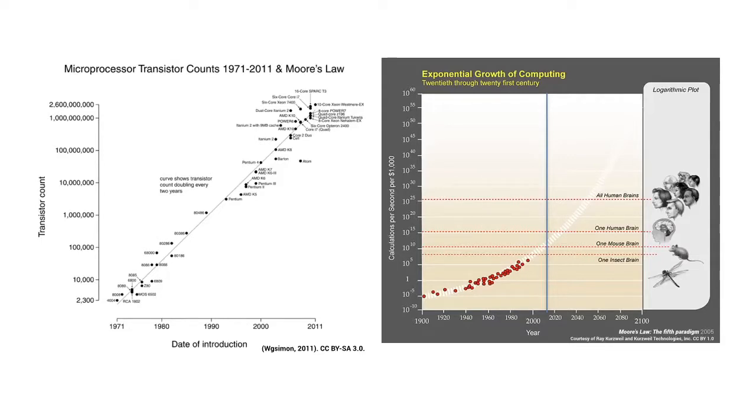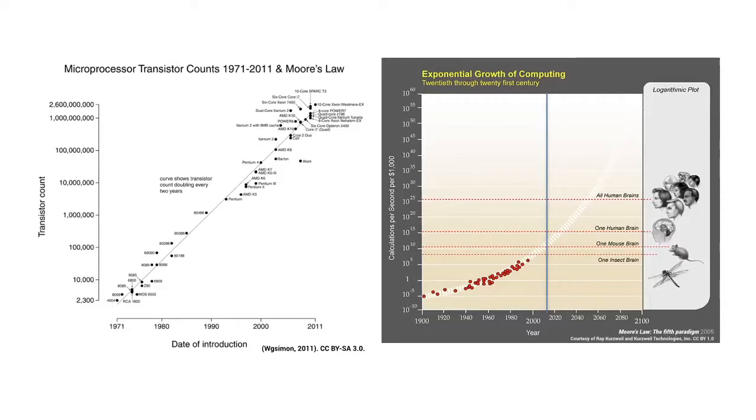Now, what's really interesting about this graph are the horizontal dashed lines, which correspond to the computational capability of various life forms. So he has a horizontal line for an insect brain, a mouse brain, a human brain, and all human brains. Right now we're about here, and if this graph is correct, it indicates that for $1,000 I could buy the computational equivalent of one mouse brain.